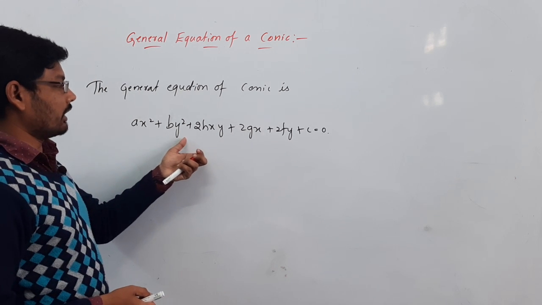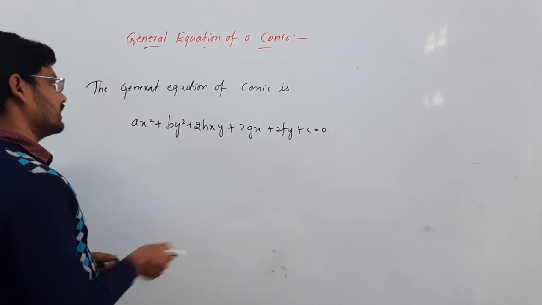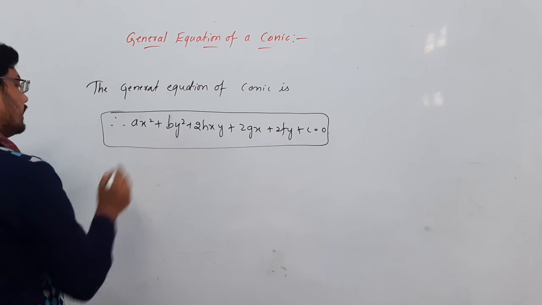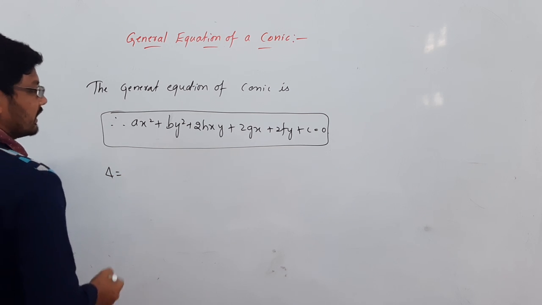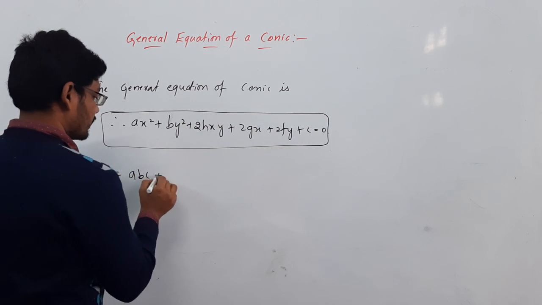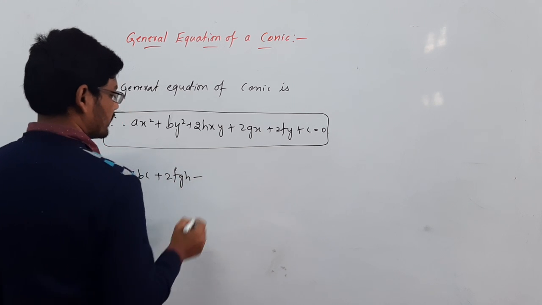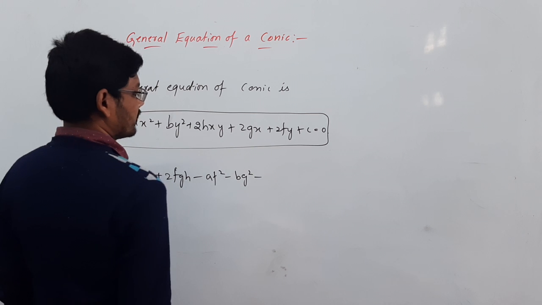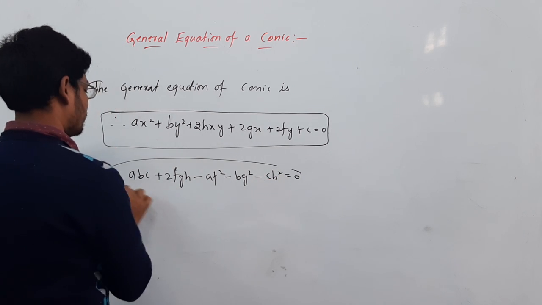ax square plus by square plus 2hxy plus 2gx plus 2fy plus c is equal to 0. This is the general equation of a conic, and from this we have to find the determinant delta, that is equal to abc plus 2fgh minus af square minus bg square minus ch square is equal to 0. This is the value of delta.